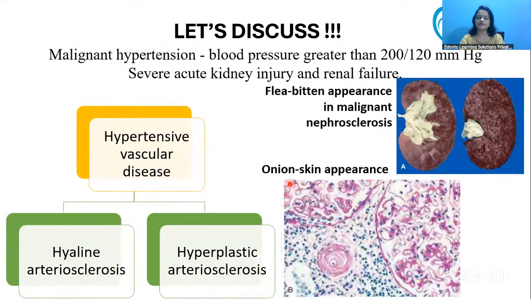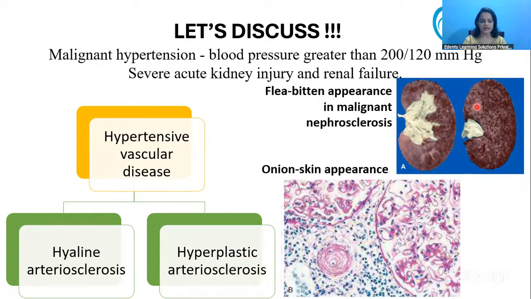For that, we first need to know what malignant hypertension is. Malignant hypertension means the blood pressure is constantly greater than 200 by 120 mmHg, and it can result in severe acute kidney injury and kidney failure. It will show something like this. There is nephrosclerosis happening, and it will show the kidney like this. This is called a flea-bitten appearance of the kidney in malignant nephrosclerosis. Not just the kidneys, but the blood vessels can also get affected in malignant hypertension.